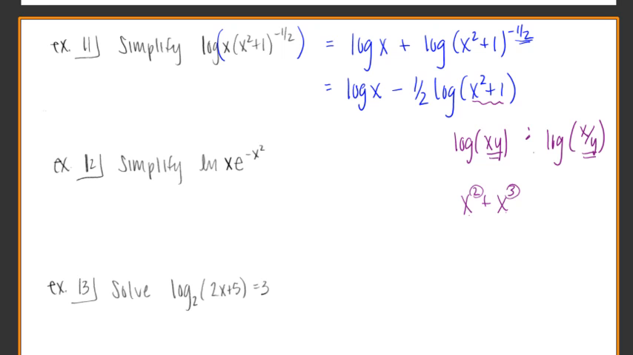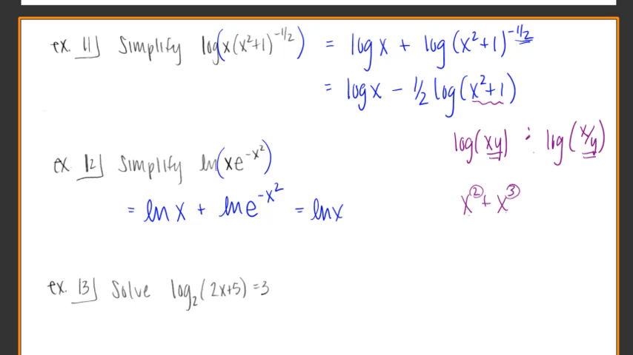Okay, so let's go to example 12. I want to simplify the natural log of x times e to the negative x squared. All right, so I've got a product. Let's break it with addition. So the natural log of the first thing in the product plus the natural log of the second thing in the product. Now my first term's done. It's just the natural log of x. Can't really do much there.